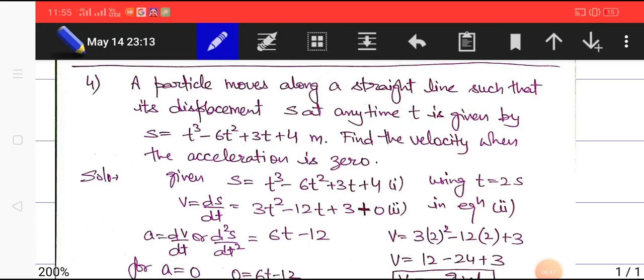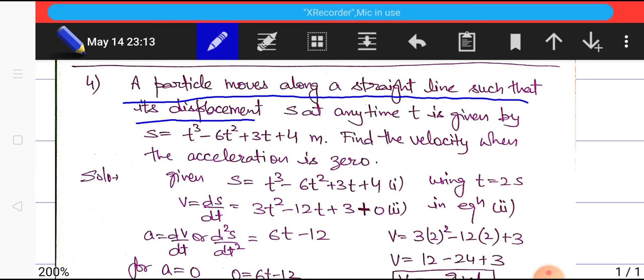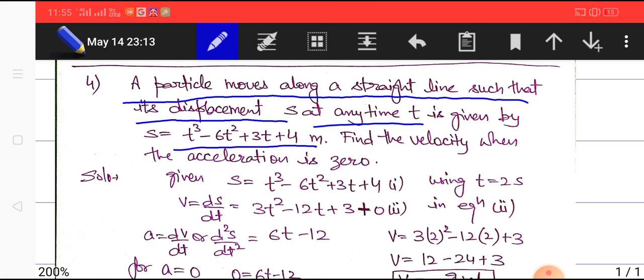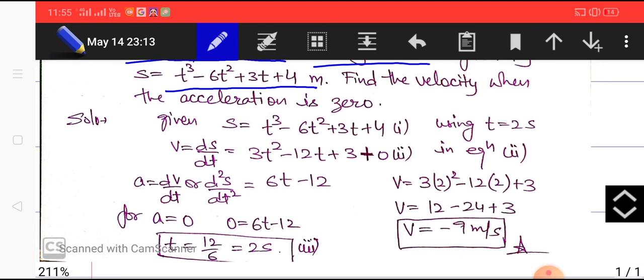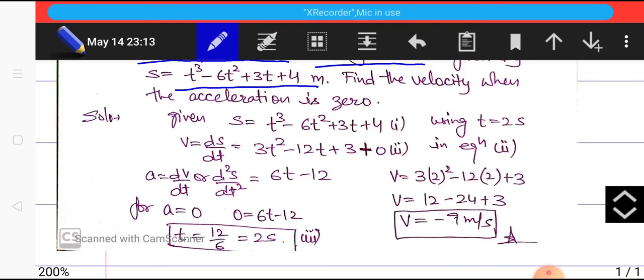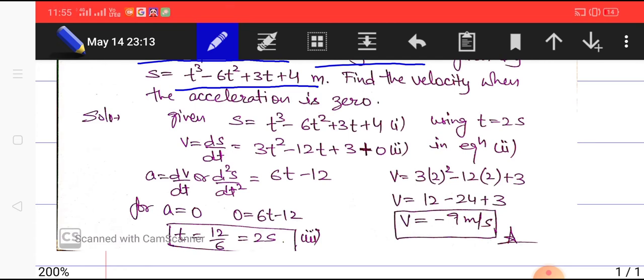A particle moves along a straight line such that its displacement s at any time t is given. Again a relation is given, so these calculus based questions are always given with the relation between distance and time, or velocity and time, so you need to figure out what relation is given. Find the velocity when the acceleration is 0.